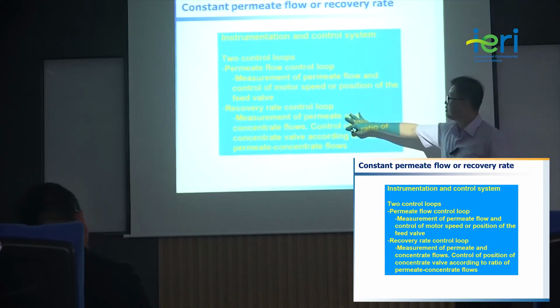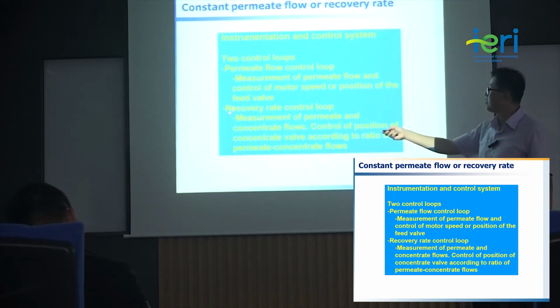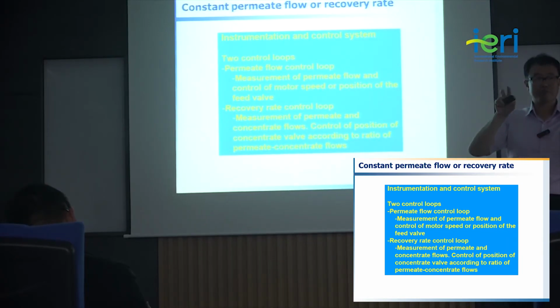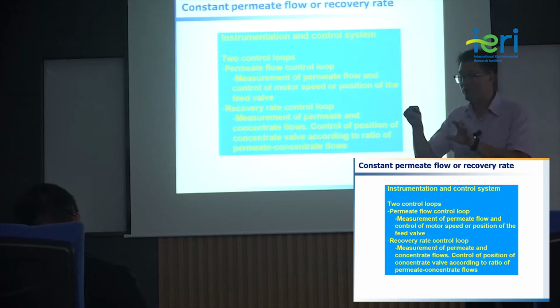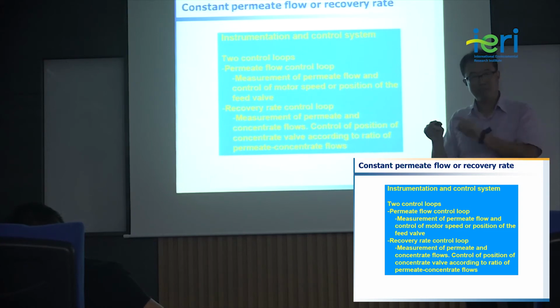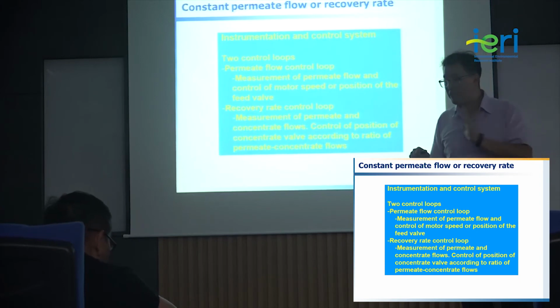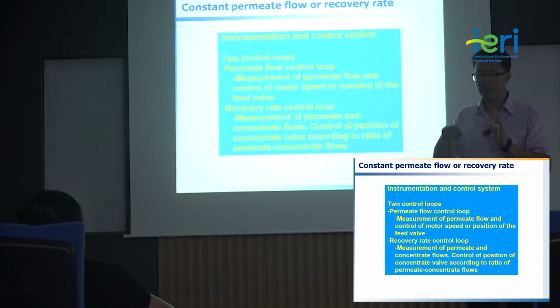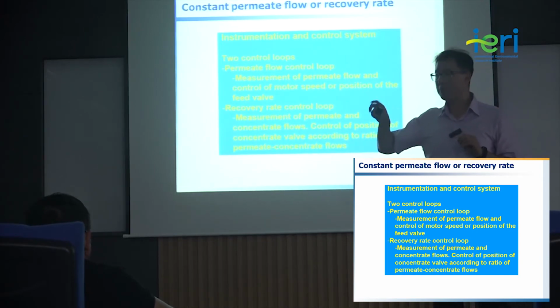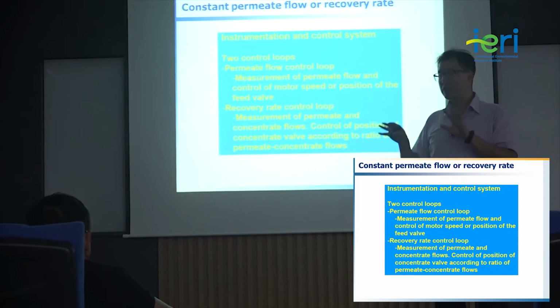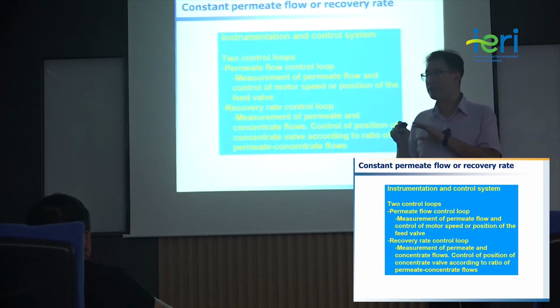And this one is a more complex one, the constant recovery rate control law. So in this case, you should control concentrate flow rate and permeate flow rate together. So you should change the pump pressure by controlling the inverter, and you should put a control valve to control the recovery rate constantly.